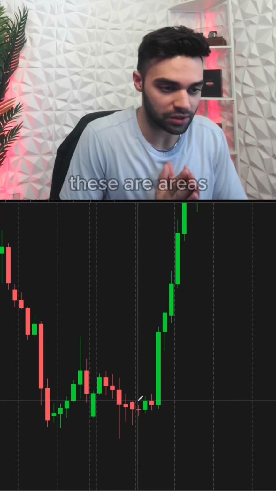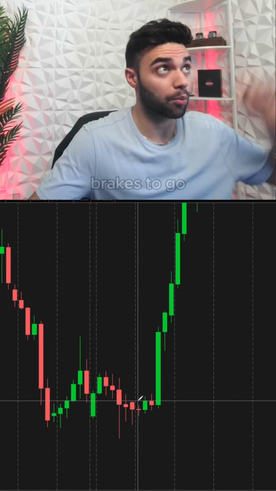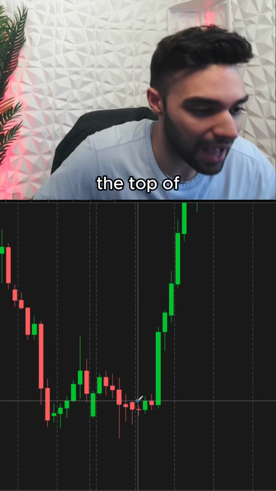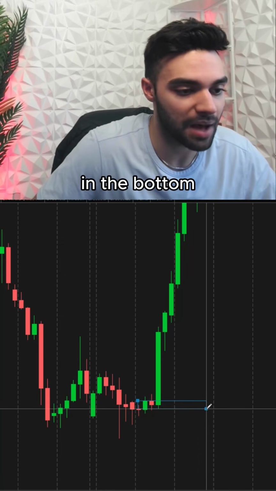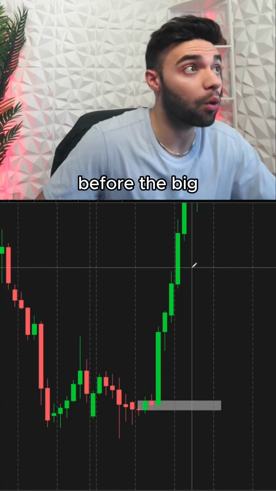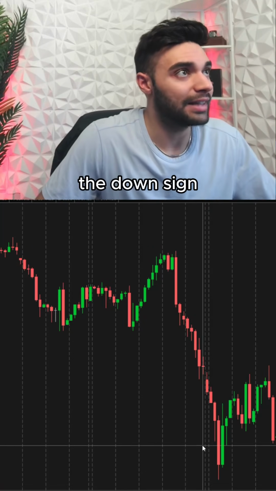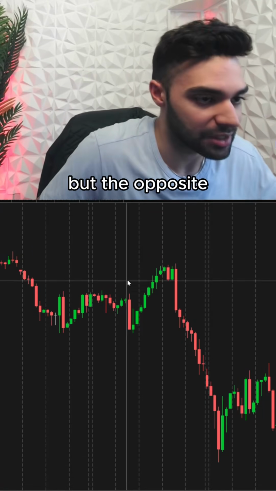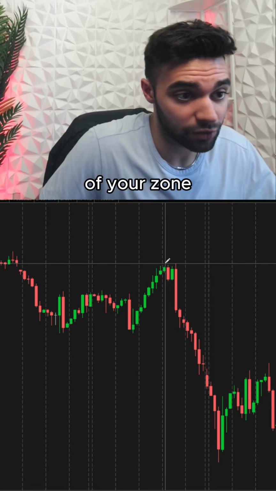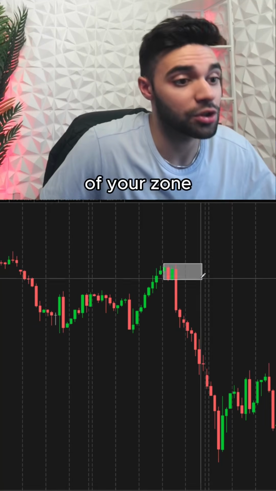Now, for demand zones, these are areas you want to go long at or wait for breaks to go short. You're looking for the top of the body of the candle and the bottom wick of that neutral candle before the big move up as your level. For supply, you want to identify huge moves to the downside. And it's the same thing as demand, but the opposite. You get out your box drawing tool, and the top of your zone will be the top wick, and the bottom of your zone will be the bottom body.